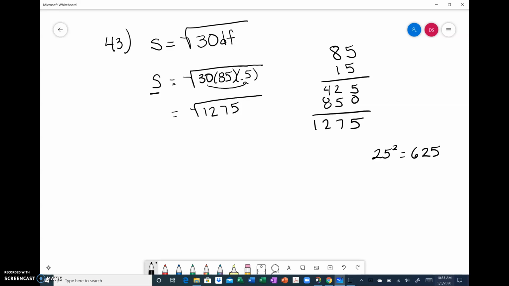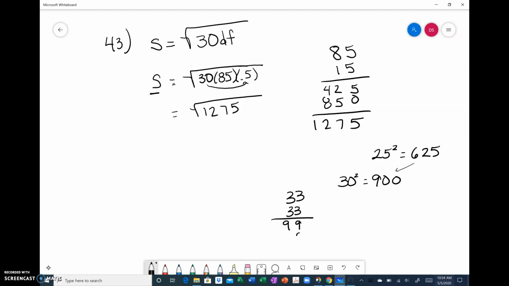So again, a little guessing. It does say round to the nearest whole number, so I'm going to show you a little bit of approximation to the nearest whole number. I'm going to jump up to 30 squared because I can do that one pretty easily. I know it's 900 because 3 squared is 9, okay? And that covered about 300, so I'm going to try for 33 squared, okay? I'm just trying to get as close to 1275 as I can.